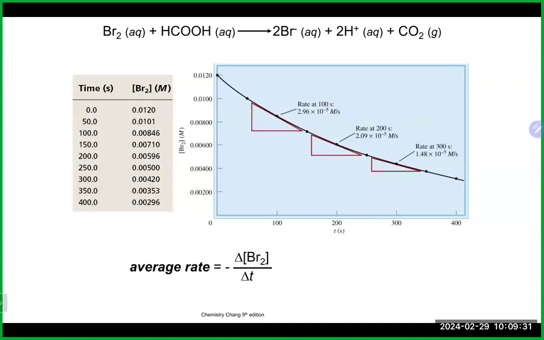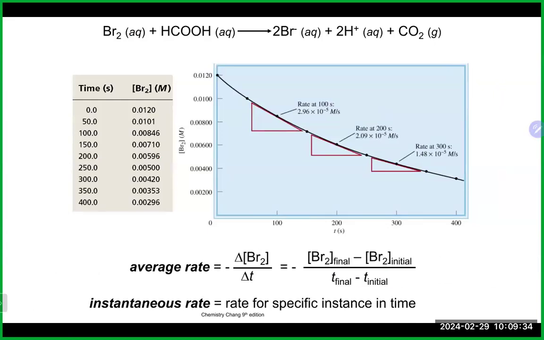So if we did a graph such as this for the time of this reaction versus the concentration of Br2, we get this graph here. And there are two types of rates that we talk about. One is an average rate, and one is an instantaneous rate. I think of average rates as what's happening over the overall reaction from beginning to end. Instantaneous rate is just for a specific period of time.